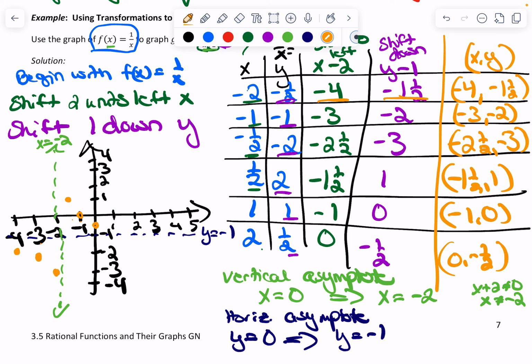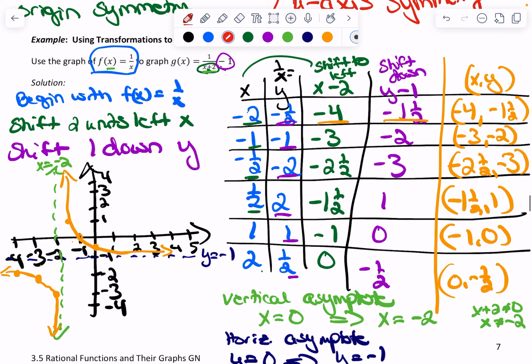Now we can see kind of where and what the graph does. Of course, this is just a sketch, so it's not accurate, but we can see that, okay, that's where it keeps going and going. So we use transformations here to graph.